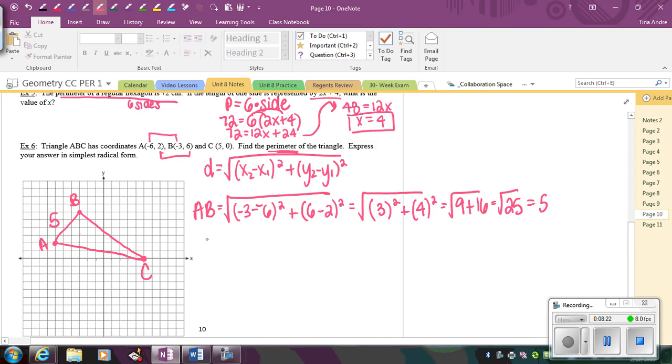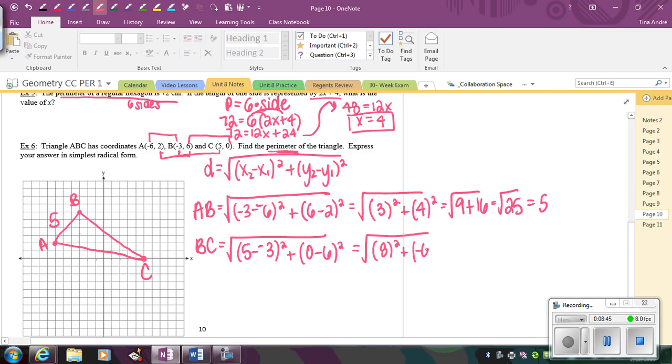So then the next one here is going to be BC, or the distance of BC. So if I subtract these, the x values, I have 5 minus negative 3, and then 0 minus 6. So this gives me 8 squared plus negative 6 squared. So this is going to give me 64 plus 36, which gives me square root of 100, which again, luckily works out nice. So I get 10 for that.